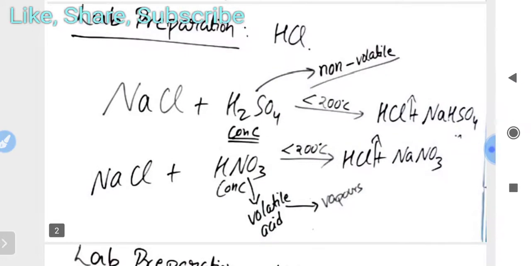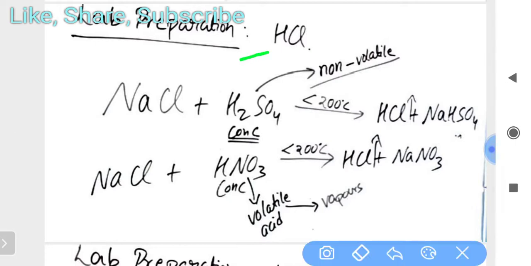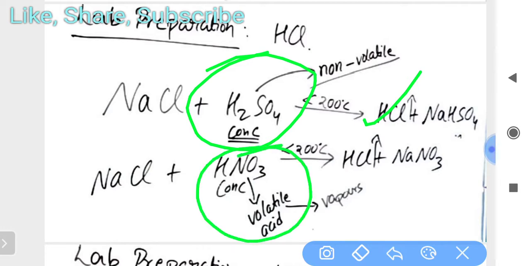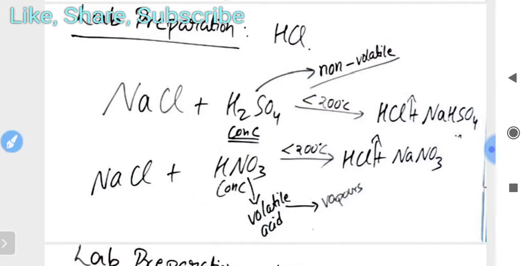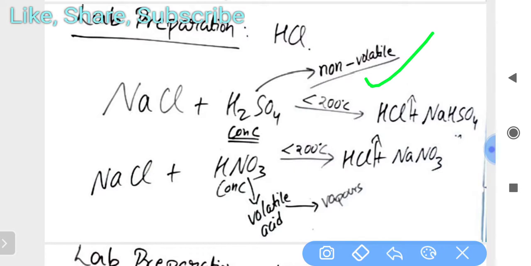Another question that can come is why we use only concentrated H2SO4 for making hydrogen chloride, and why we are not using concentrated HNO3. This question can be asked. The answer is that concentrated H2SO4, sulfuric acid, is non-volatile. Non-volatile means that when the temperature goes beyond 200 degrees centigrade, it does not evaporate.